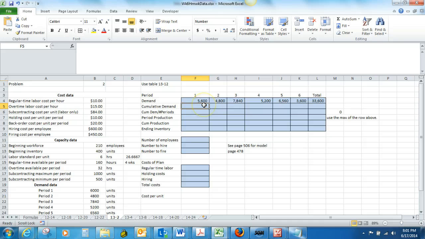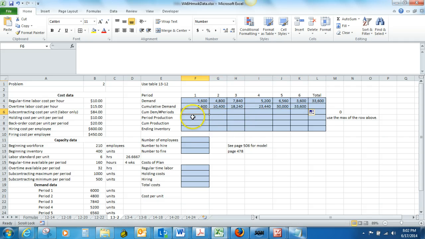Okay, and then the cumulative demand is going to be adding it up, taking basically a running total of your demand figures. So here your total is going to be the 5,600 because you don't have anything to add it to. And then here you would be adding your 5,600 to your 48. And now you should be able to copy that formula all the way over to the rest of your cells. Okay, so that's your running total.